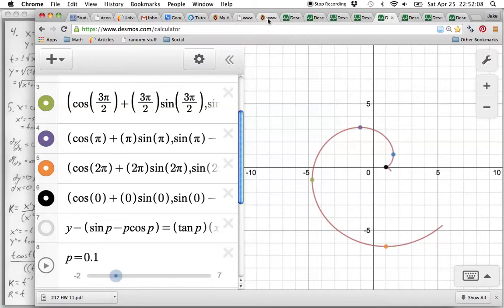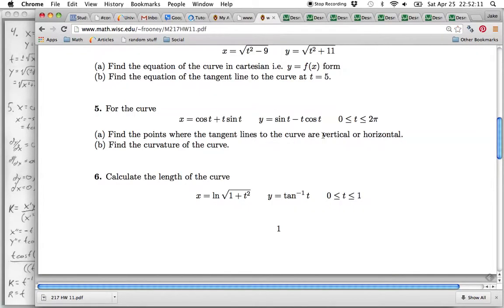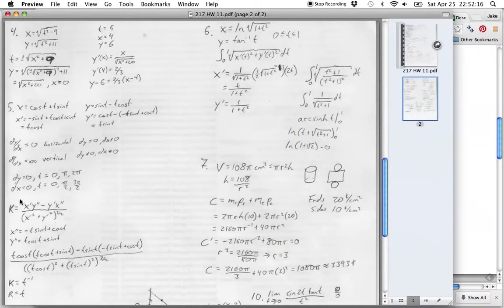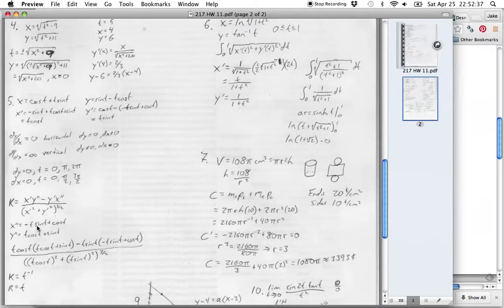And then the next part, so that was vertical and horizontal points, and now we want to find the curvature. The thing to remember is this formula for curvature, and this is x prime, y double prime, y prime, x double prime, so those are the first derivative, second derivative. Here you have the first derivative of x squared and the first derivative of y squared, all of that raised to the 3/2. So once we find the second derivative for each one, which we have here, we can just put those pieces in.